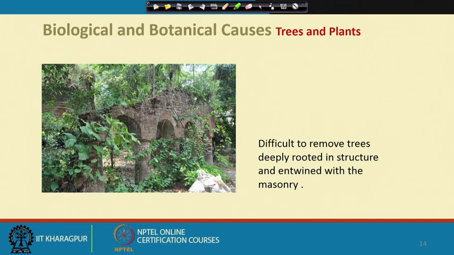There may be just simple measures which can prevent these types of things from happening. As I said, it is very difficult to remove trees which are deeply rooted in the structure, because they entwine the entire structure and hold it, and ultimately it becomes a neglected ruin, and it will fall one day, and we won't have any measure to take care of this type of thing.